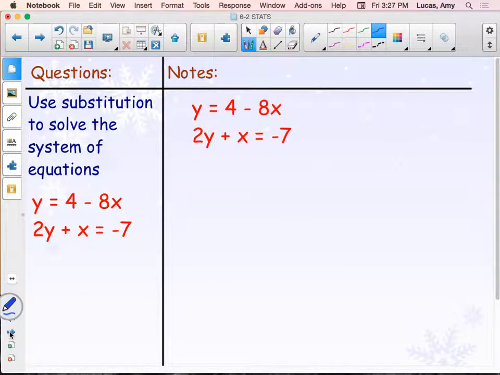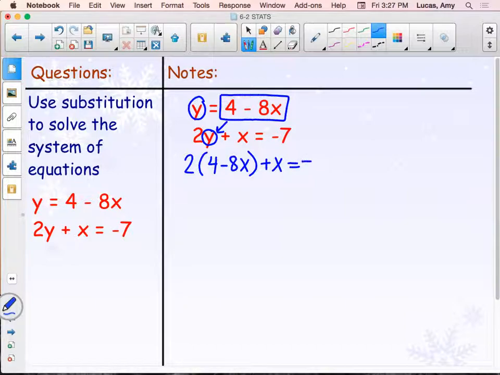My third example, I see the y all by itself, and it's equal to 4 minus 8x. This one's a little bit trickier because when I put the 4 minus 8x in for the y in the bottom equation, you may notice that there's a 2 in front. So what that means is I need parentheses around the 4 minus 8x. I need to make sure that that whole thing is multiplied by the 2. And then the rest of my equation, plus x equals negative 7.